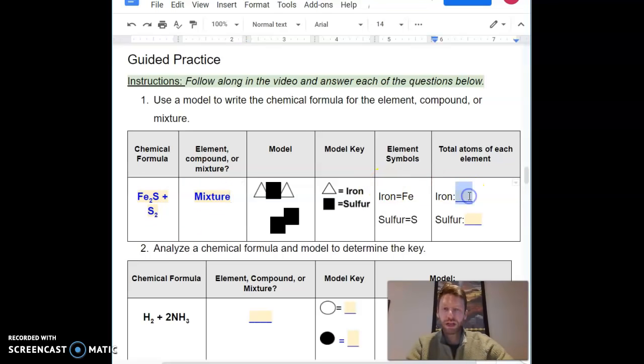And then we just have to go over and count up the total number of iron atoms. I can either count using my model, or I can use my chemical formula. I'm going to use my chemical formula today. So Fe2, that means there's 2 irons. It looks like that's the only place where we have iron. So 2 total. Now sulfur is a little bit trickier. I have Fe2S, so there's 1 sulfur there, plus S2. So S2 means there's 2 more. So 1 plus 2 is 3 sulfurs altogether.